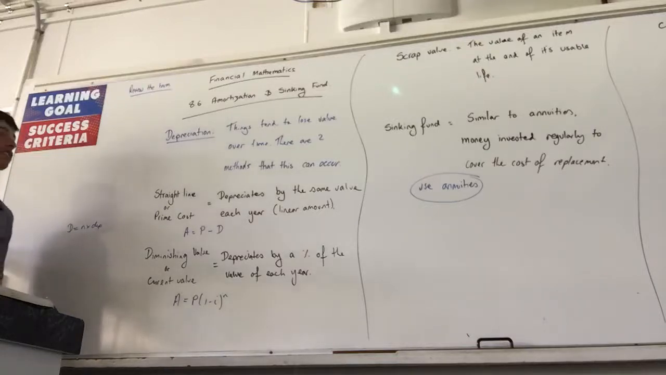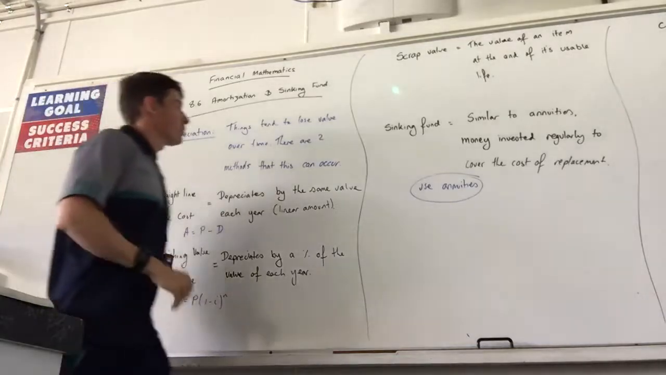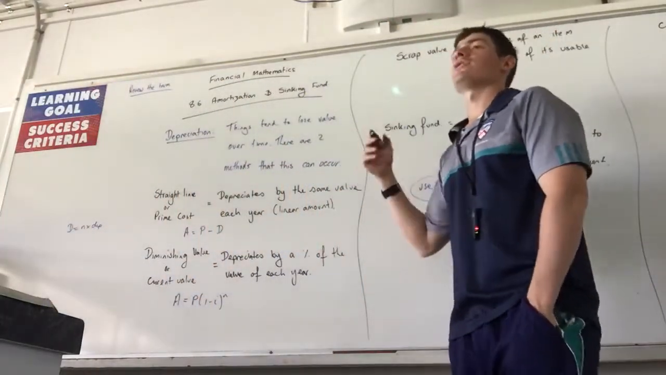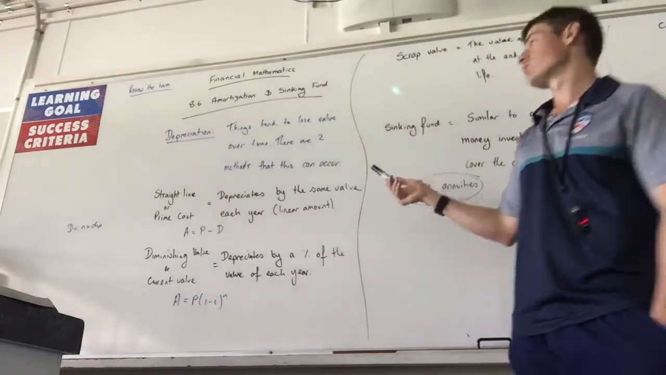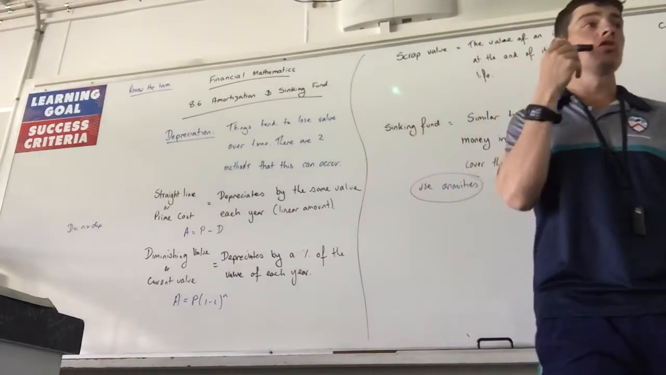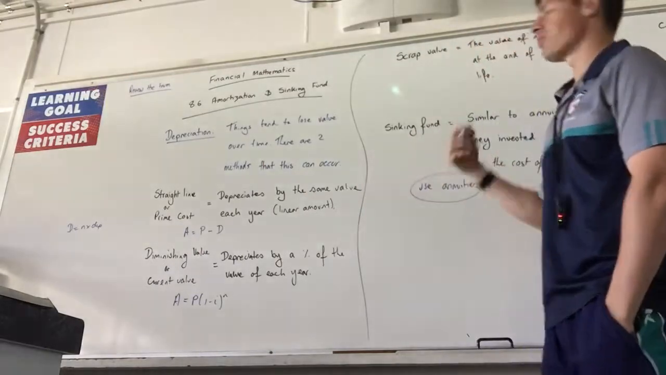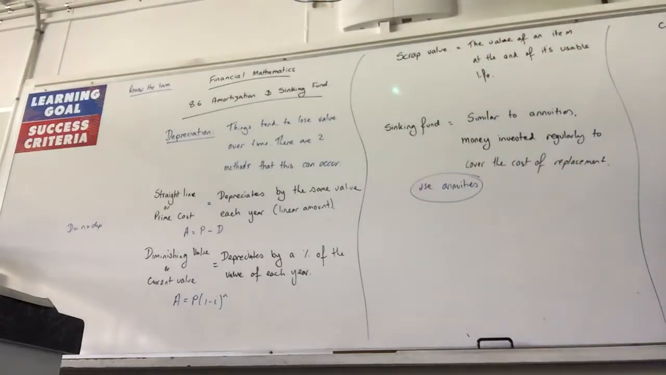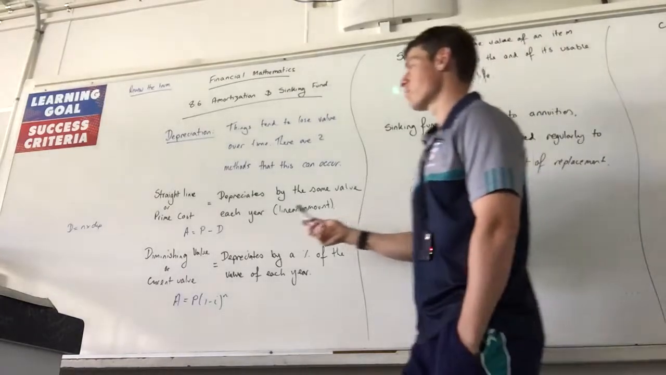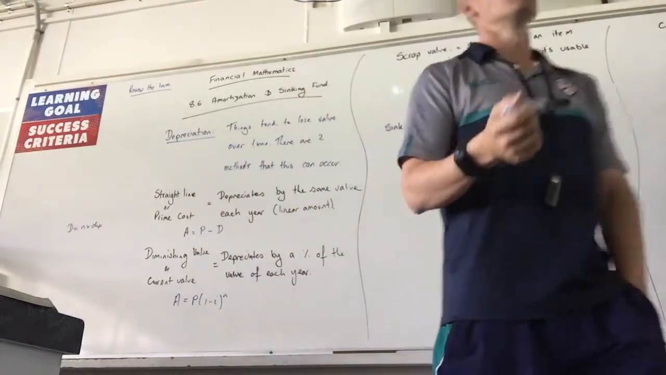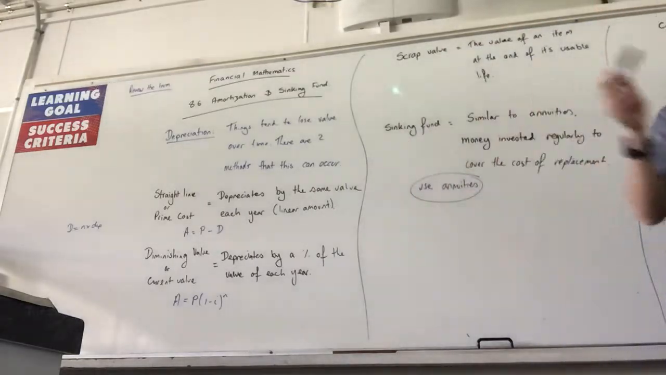Okay, so amortisation and sinking funds, as we saw in 8.6, this is all about depreciation. So over time, things, machinery, whatever it is, most things lose value over time. Some rare things don't, but most things lose value over time. We have two methods of depreciation. Linear depreciation, or prime cost, which means that it depreciates by the same value every year. So my car depreciates by, say, $1,000 a year.